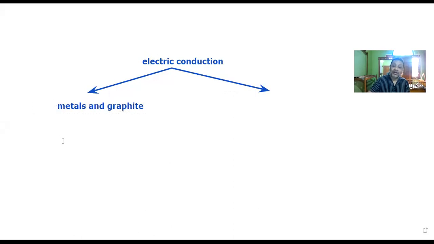Who are the two conducting electricity? Metals and graphite. Metals and graphite conduct electricity because in them they have free electrons. Understood? Because they have free electrons, metals and graphite are conducting electricity.